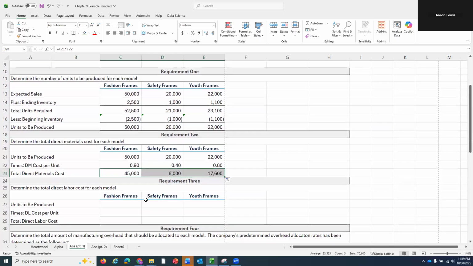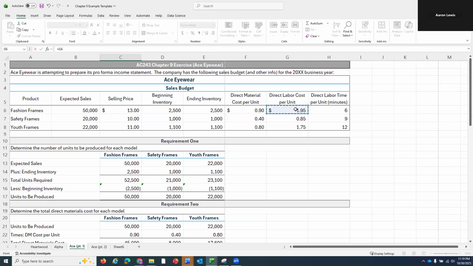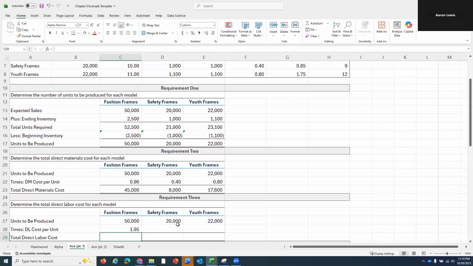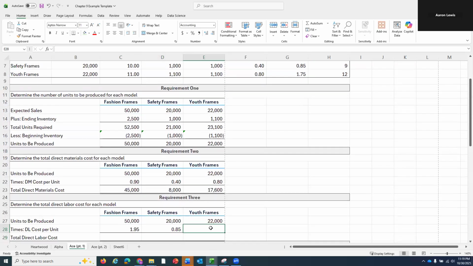One cost down, let's go and do our labor costs, but we're going to follow the same procedure. Our units to be produced is still 50,000 for fashion frames, 20,000 for safety frames, and 22,000 for youth frames. Our direct labor cost per unit, given in the problem, is $1.95 for fashion frames, 85 cents for safety frames, and $1.75 for youth frames. And the direct labor costs we'll find the same way. Just take the number of units produced times what the cost is going to be per unit.